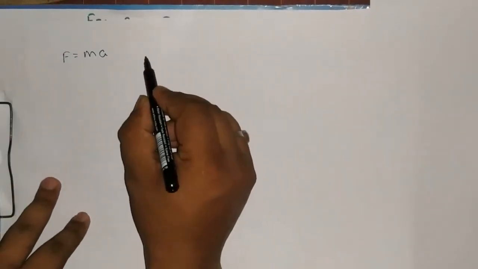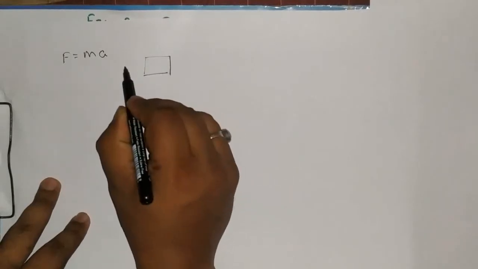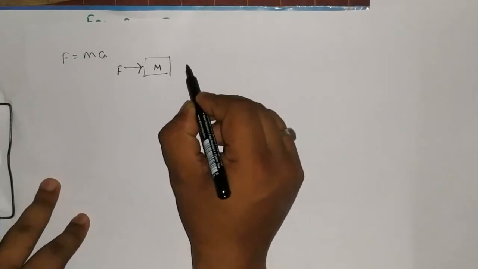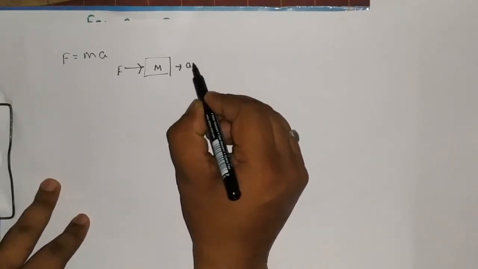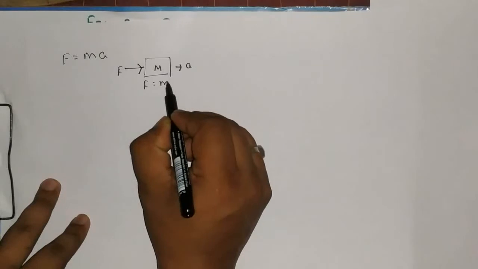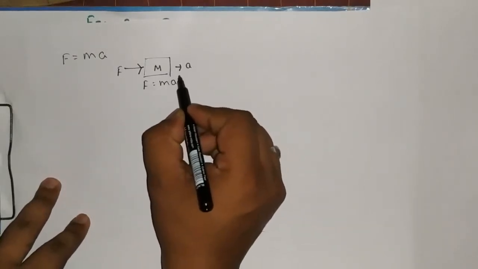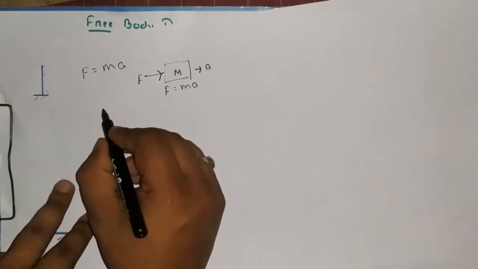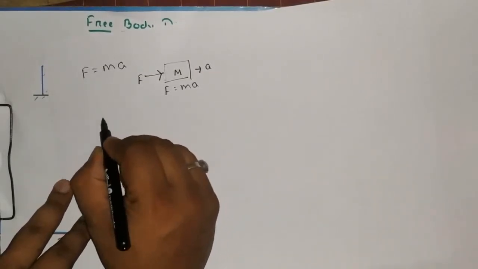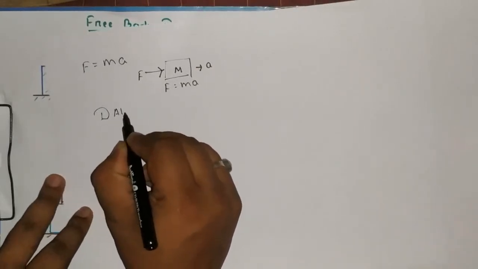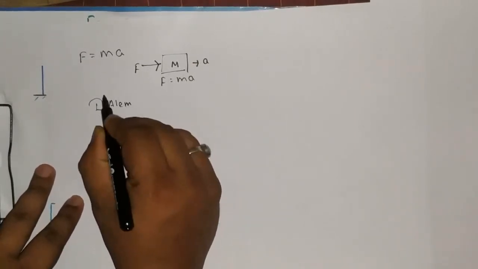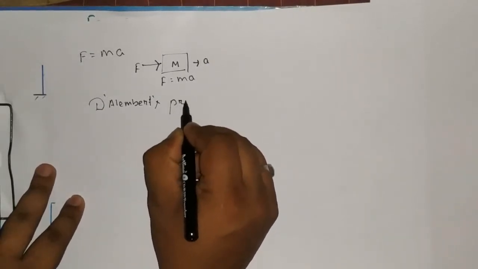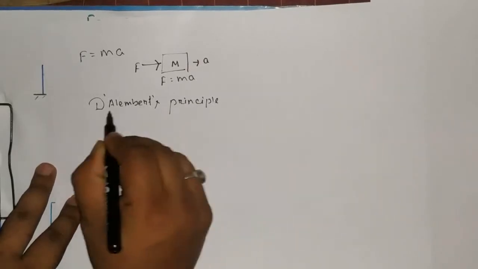Here in class 9 we covered if force is acting like this, mass is m, and it is moving at an acceleration a, then F is ma. It is only the x-axis. So any three-dimensional motion can be resolved into three components. D'Alembert's principle I am going to tell you today.